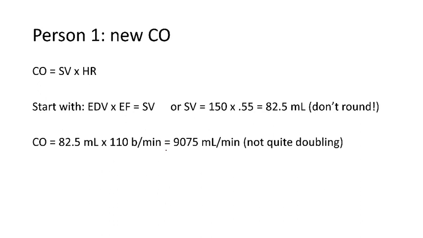Well, we know that stroke volume times HR is cardiac output. So we start with stroke volume, which we now know with the new EDV and same ejection fraction is 82.5. I'm going to stress again, don't round. Don't round until you're done. Just keep that number in the calculator. We said that they have a heart rate of 110. Now they're getting 9,075 milliliters per minute. Not quite doubling their cardiac output for only a little bit of extra effort. This is pretty good. They've got that little bit of extra blood flow that they need to do their exercise.